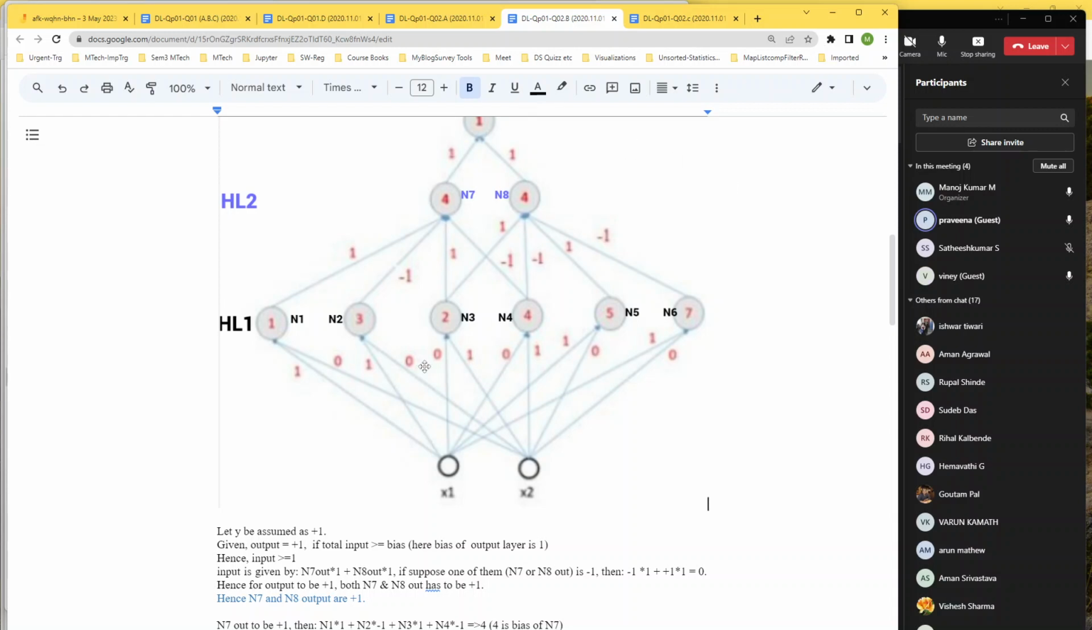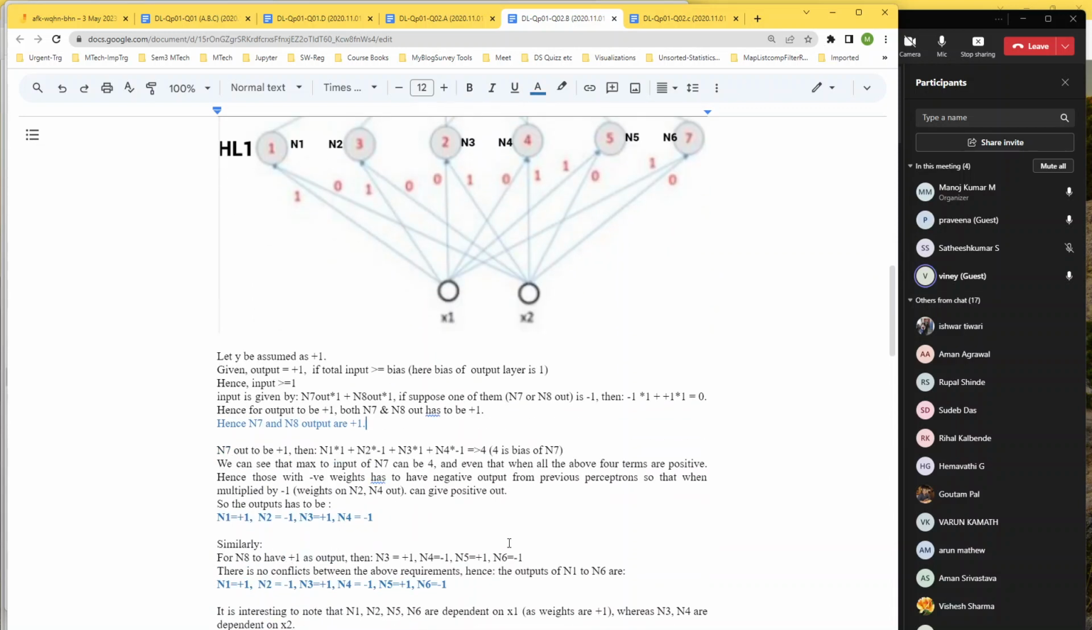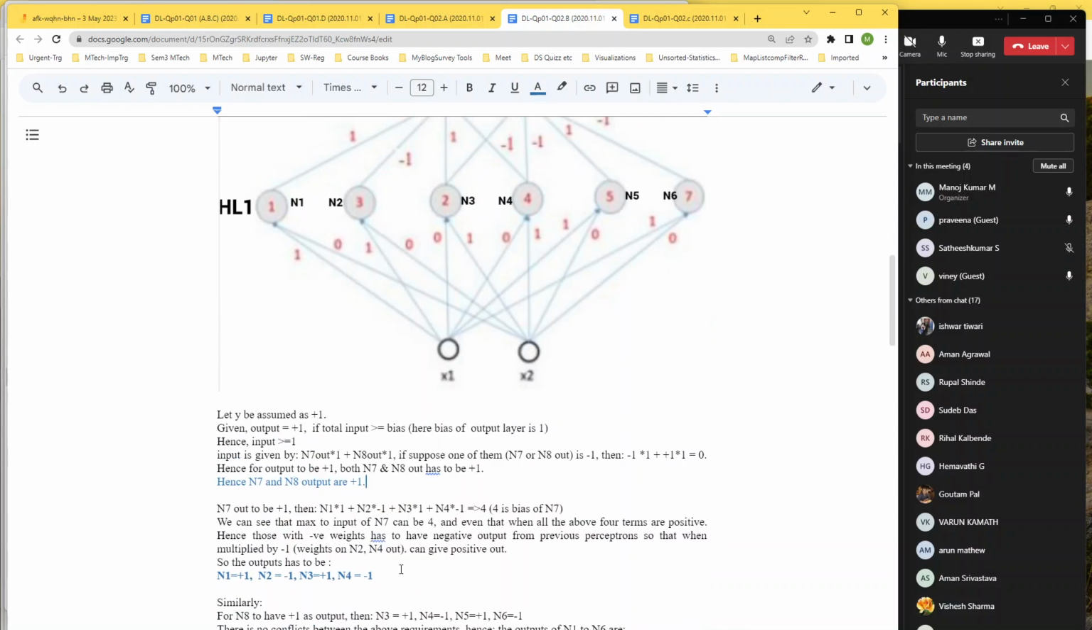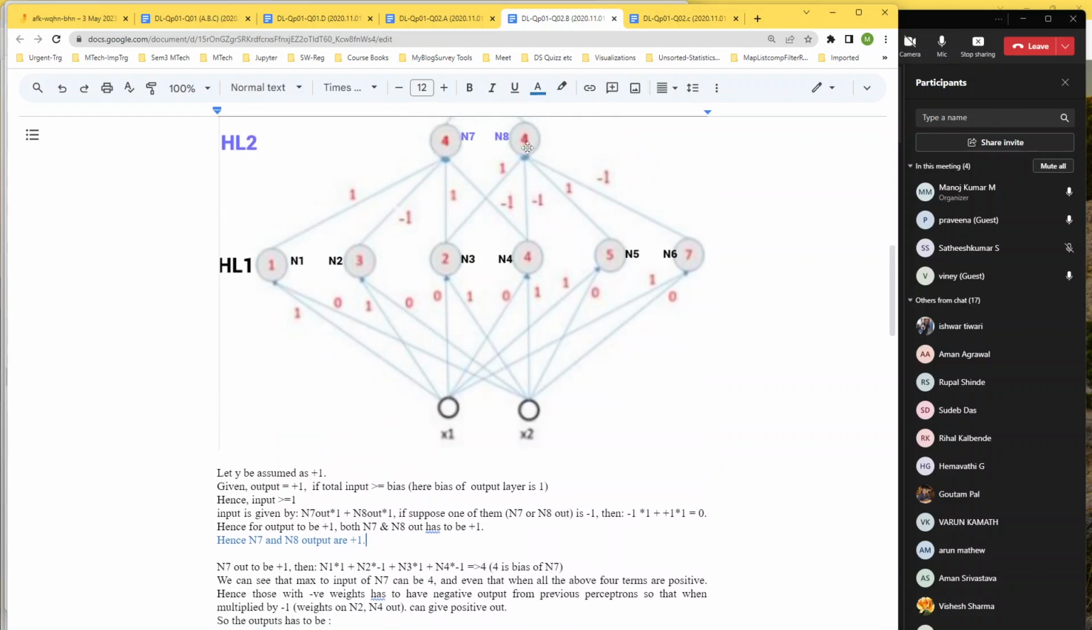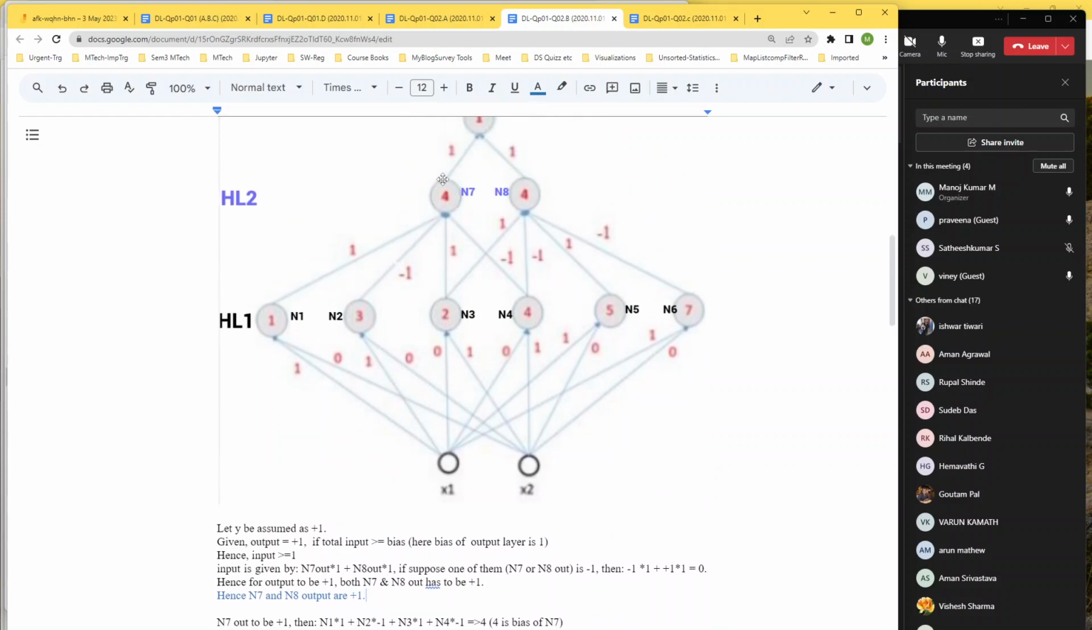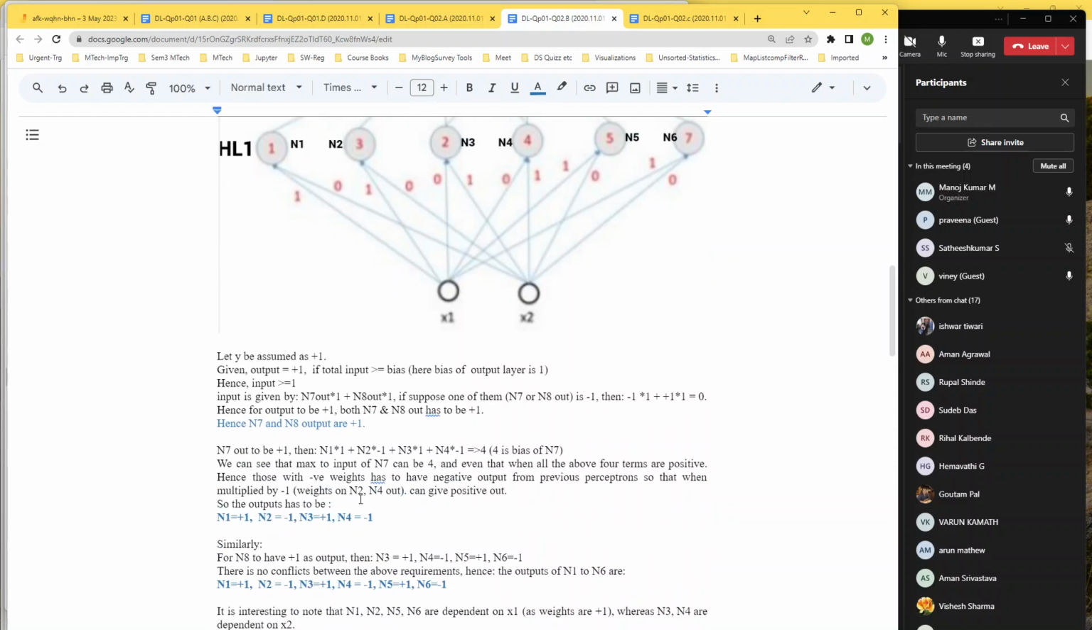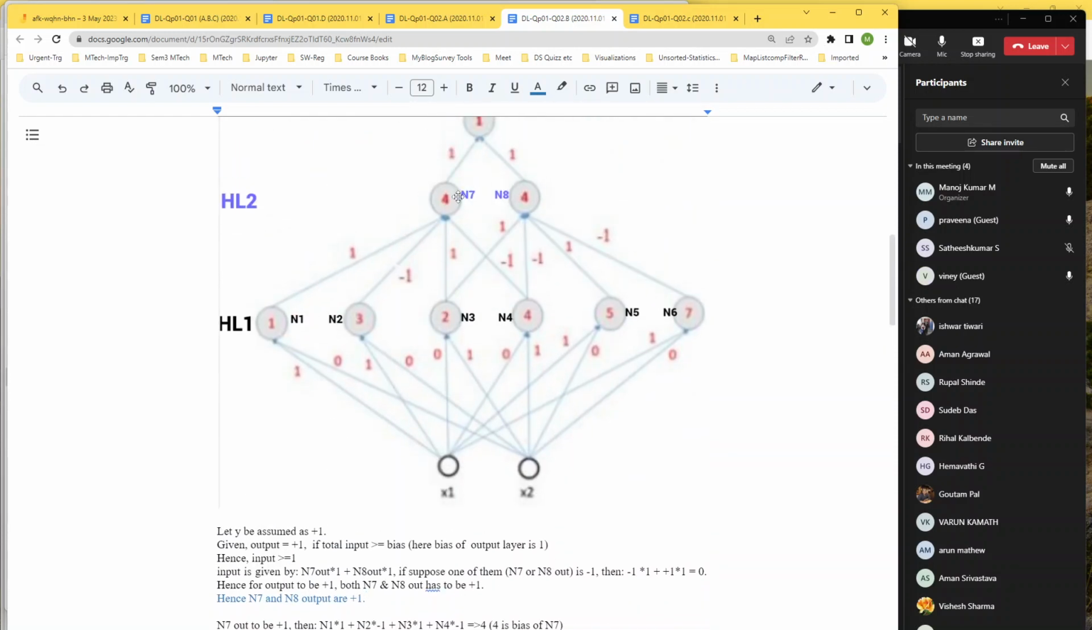Yes, correct. Both N7 and N8 outputs have to be plus 1. Exactly. So then we are going to the next level. Here, N7 and N8, what should be the output? The output of N7 and N8 should be 1. So for N7 to be 1, we should get at least 4 in total, right? It has to be greater than or equal to 4. 1 minus 1, 1 minus 1.